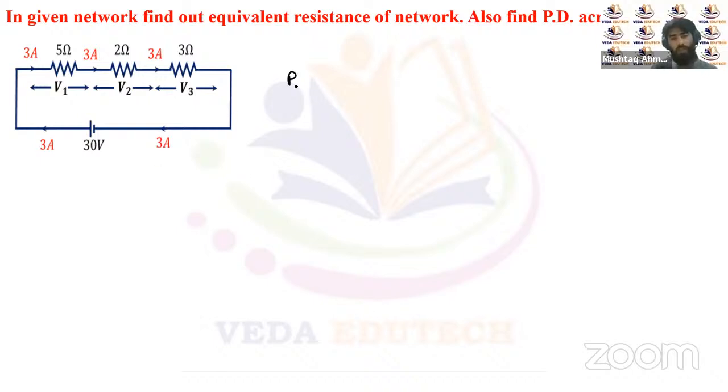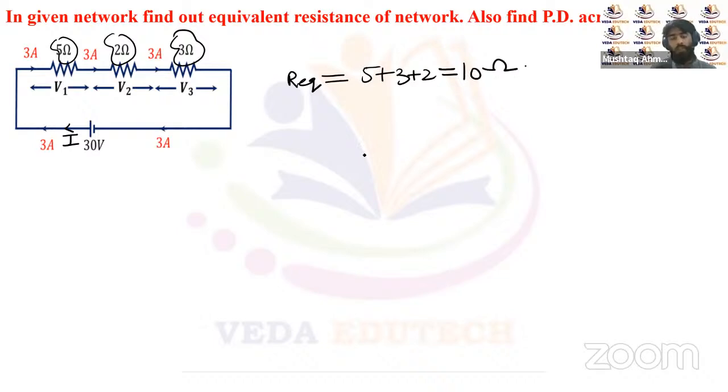So for R equivalent, you can see that if I is the current supplied by the battery, 3 amperes of current is supplied by the battery, and this whole 3 amperes of current is flowing through each of these resistors, 5 ohm, 2 ohm and 3 ohm. Because they are in series, their equivalent resistance will be 5 plus 3 plus 2, which is equal to 10 ohm. That means this is the equivalent resistance.